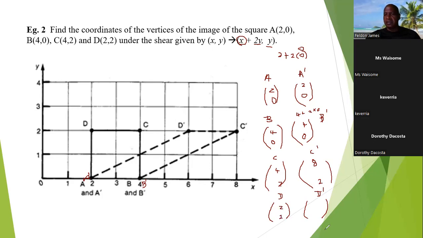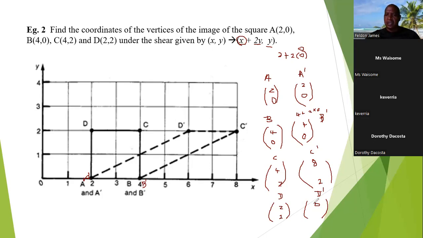All right, so if you follow the same formula, what would we have here? 6, 2, sir. Oh, what was that? 6, 2. So you'd have 2 plus 2 times 2, which would be 6, and then you bring back the 2. All right, good.